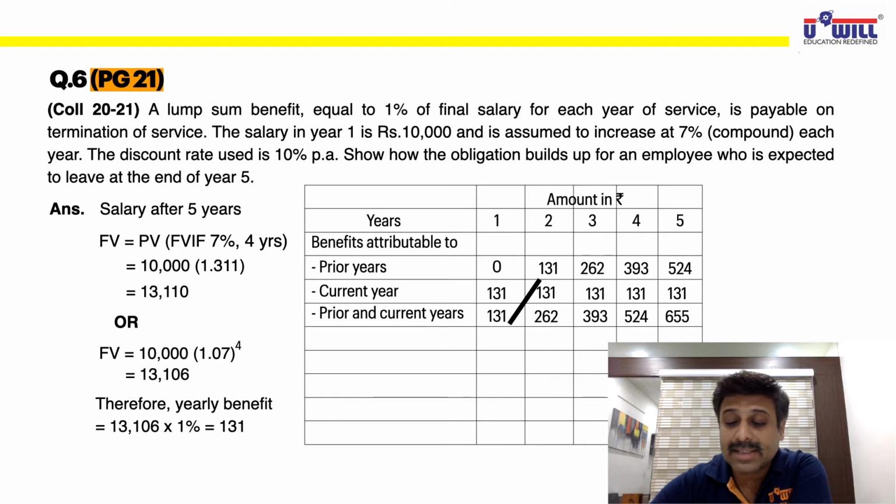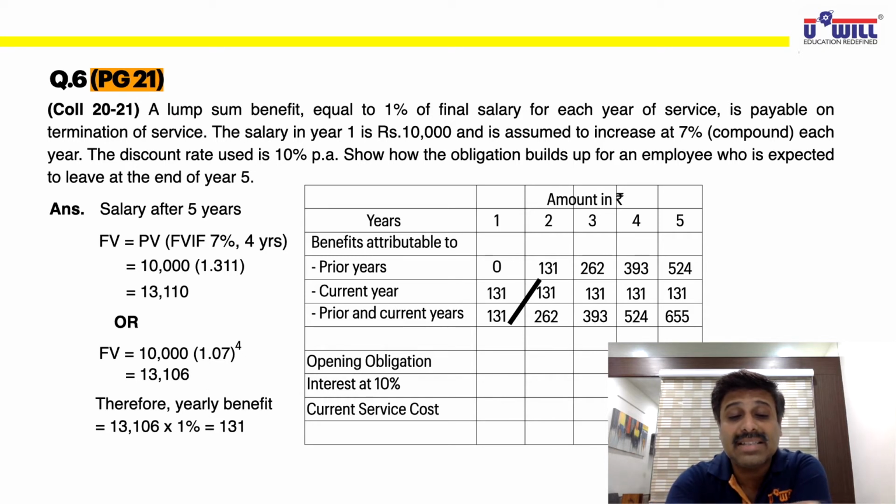I hope everyone has written that. Now, how will we find the current service cost and interest cost? Understand how the obligation will build up. Opening obligation, write down. Interest at 10%, write down. By interest at 10%, can you all see that the discount rate used is 10%? So whatever money we keep aside will earn interest income of 10%. Then current service cost and then closing obligation. All of you write down in this table: opening obligation, interest at 10%, current service cost and closing obligation. This you do along with me.